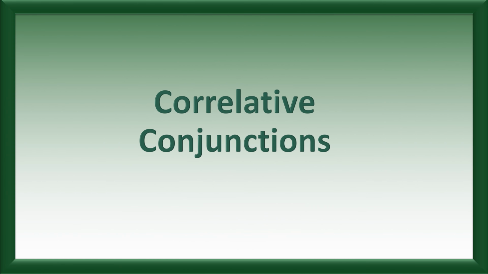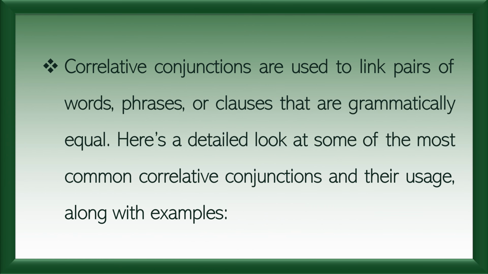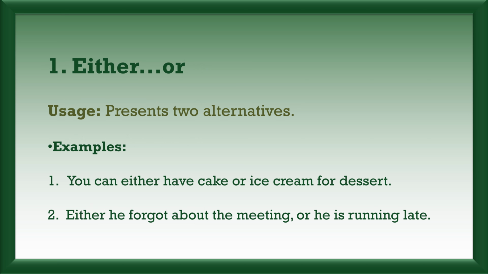Correlative conjunctions. Correlative conjunctions are used to link pairs of words, phrases, or clauses that are grammatically equal. Here's a detailed look at some of the most common correlative conjunctions and their usage, along with examples. 1. Either, or. Usage: presents two alternatives.